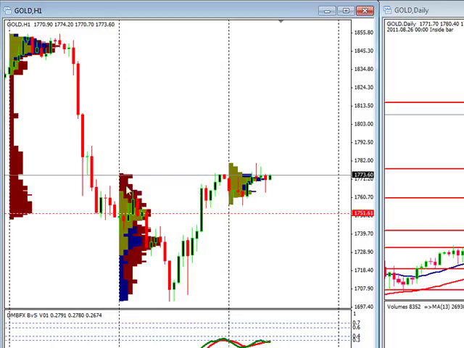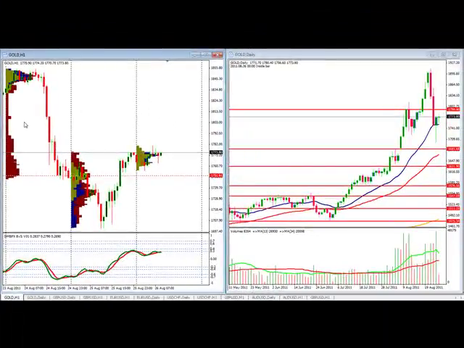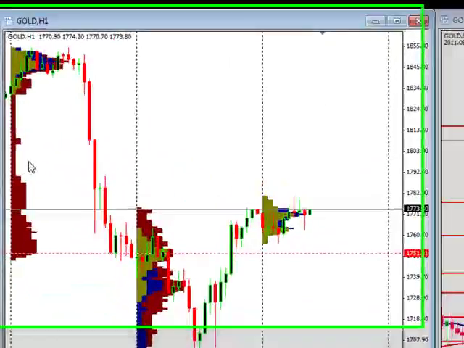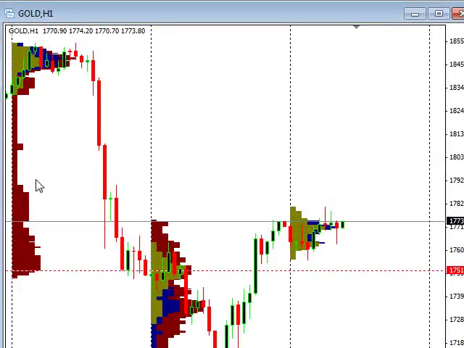So what we said yesterday was that if price could get above 1785, 1790, we should fill this vacuum in here and test the resistance up at 1850. And we can see that here. This vacuum right in here is what we're talking about. So if gold can get back above 1785, 1790, we may easily push right on back up.